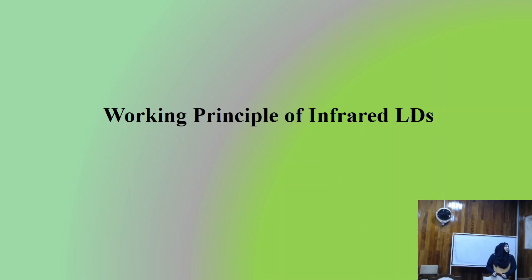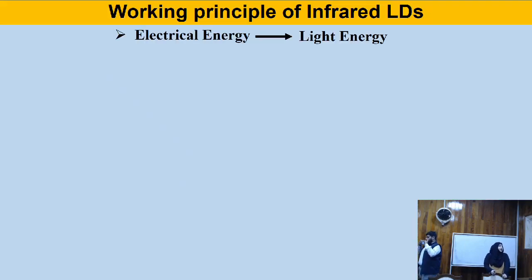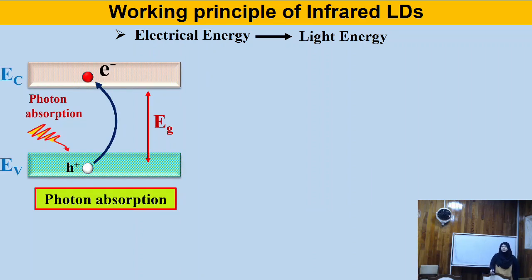So next we have the working principle of the infrared laser diode. As we know, laser diodes are light emitting diodes that convert electrical energy into light energy. There are many phenomena involved in this. First we have photon absorption. When an electron in the valence band absorbs a photon and moves to the conduction band, this phenomenon is known as photon absorption. The energy difference between the two bands is known as band gap energy.